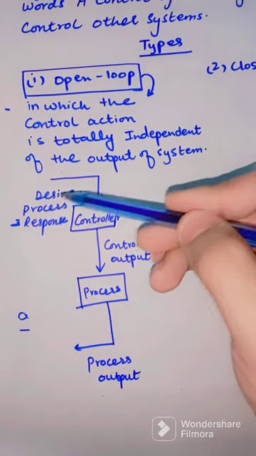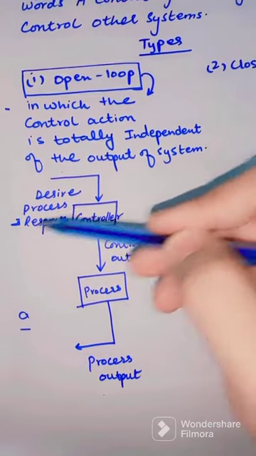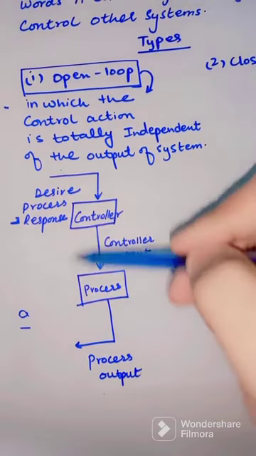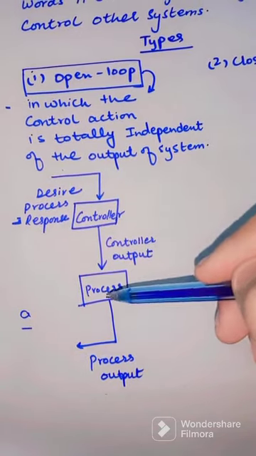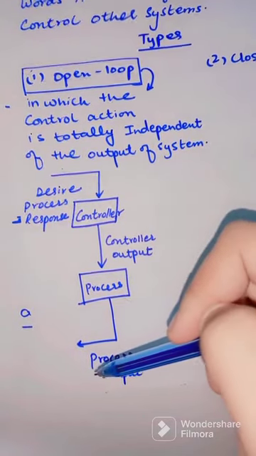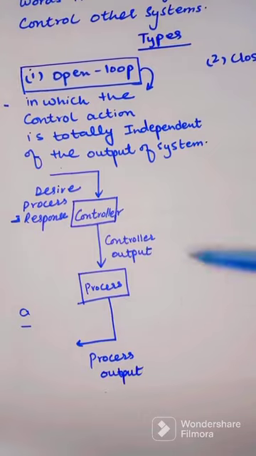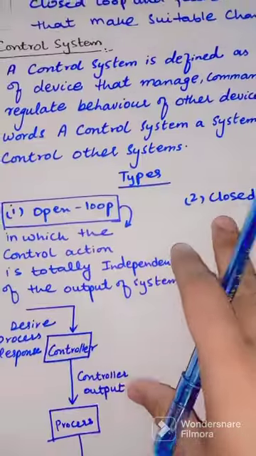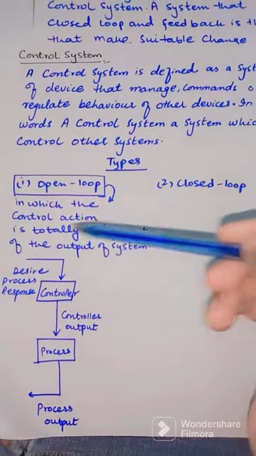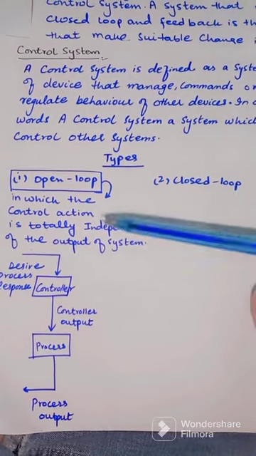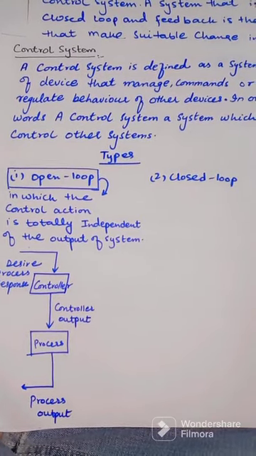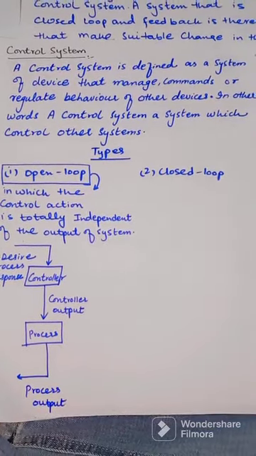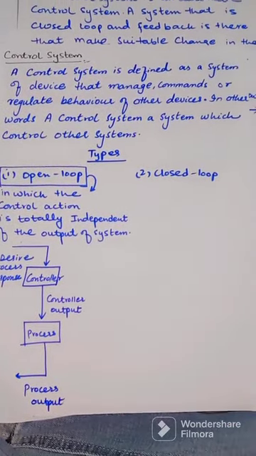The first step is the desired process response, and you are giving that input to the controller of your system. Then the controller gives the output to the process, which is the processing. After this processing of the controller output, you will get the output of your desired system. There is no comparison feedback in an open loop system. So this is known as the open loop system, in which the control action is totally independent of the output of the system. That means the action of your controller is totally independent; you are just giving input to the system and getting output from the system.